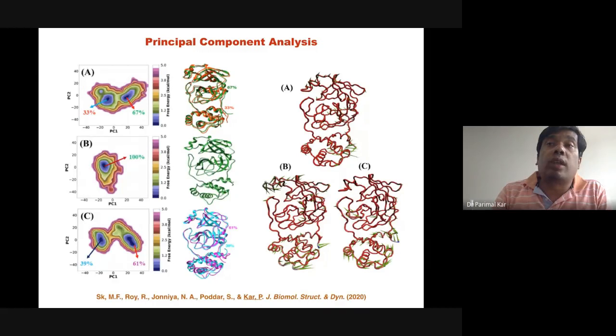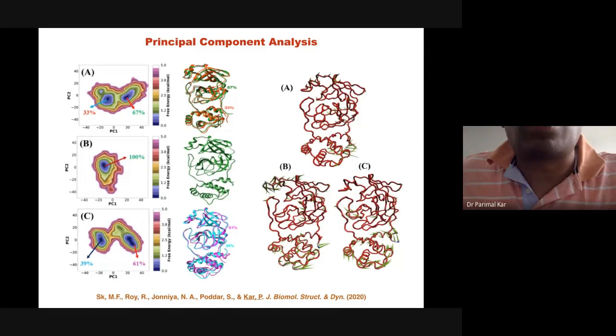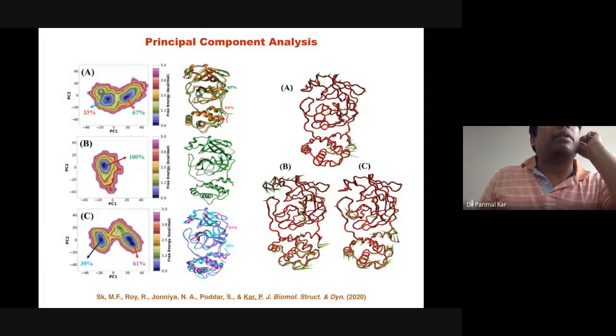Now, which one should you target to develop a drug? Of course, you should target the one which is the most probable. So this shows the importance of conducting MD simulations, okay? Because it helps you to identify the real structure of the drug target.